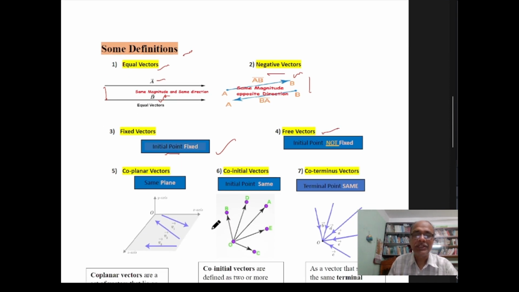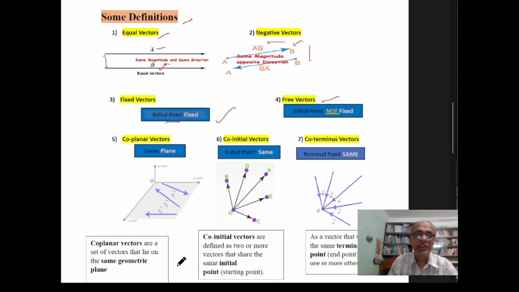Coplanar. You know that this is the xy plane. If a set of vectors, here you see vector 1, vector 2, vector 3, are all in the same geometric plane, then these vectors are called coplanar vectors.